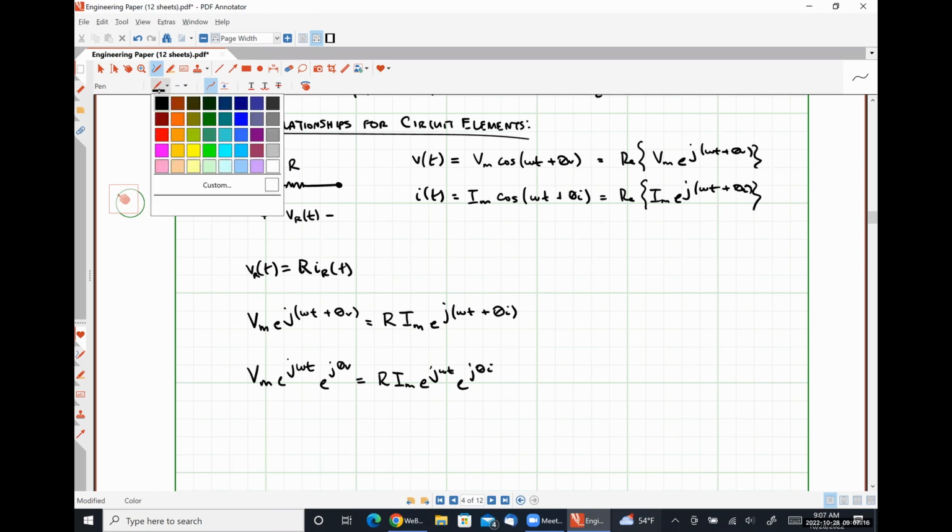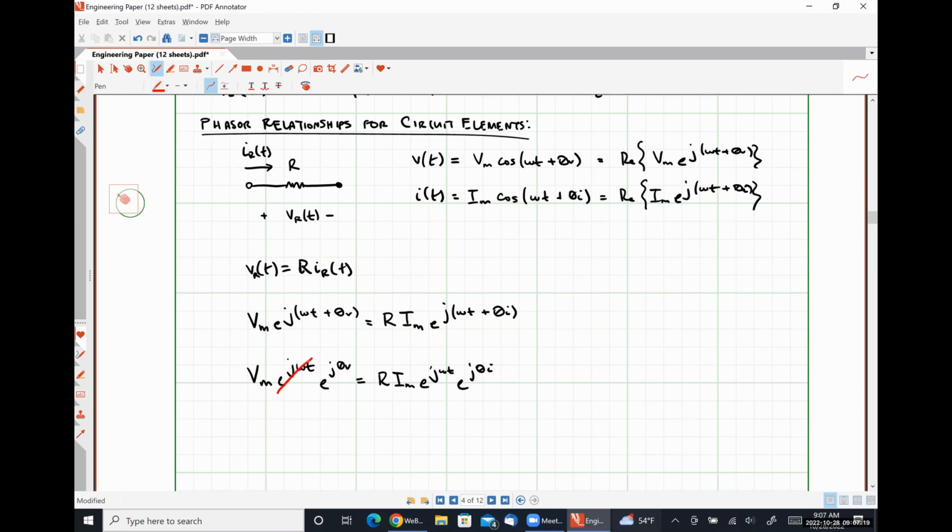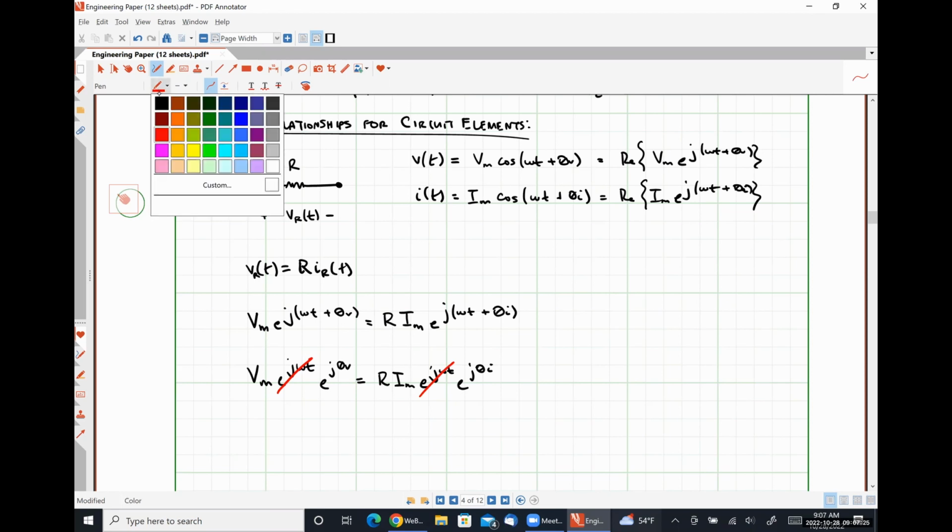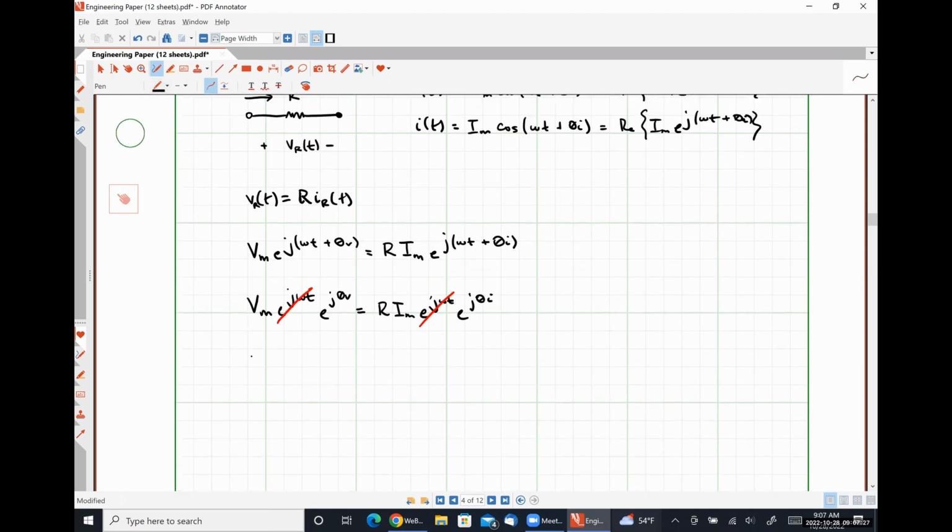Noticing that I have a common factor of e to the j omega t on both sides, they cancel each other out. And I'm left with Vm e to the j theta V is equal to R times Im e to the j theta I. So I'm going to make a couple of observations here. I'm going to do these out to the side.